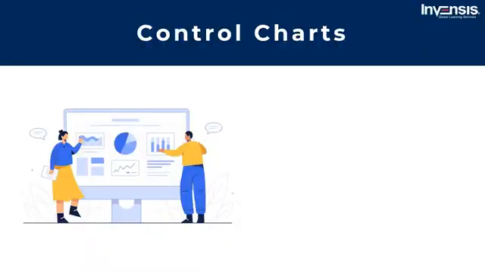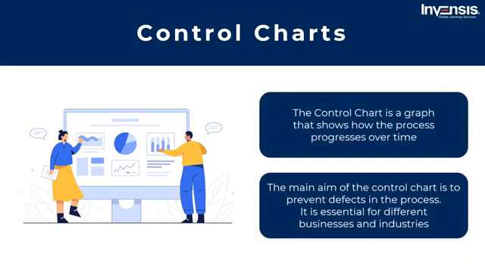Next, the fifth is the control charts. Control charts, also known as statistical process control, are used to determine whether or not business techniques are in a position of authority. The control chart is a graph that shows how the process progresses over time. The main aim of the control chart is to prevent defects in the process. It is essential for different businesses and industries. The reason is that unsatisfactory products or services are more costly than some prevention tools like control charts.